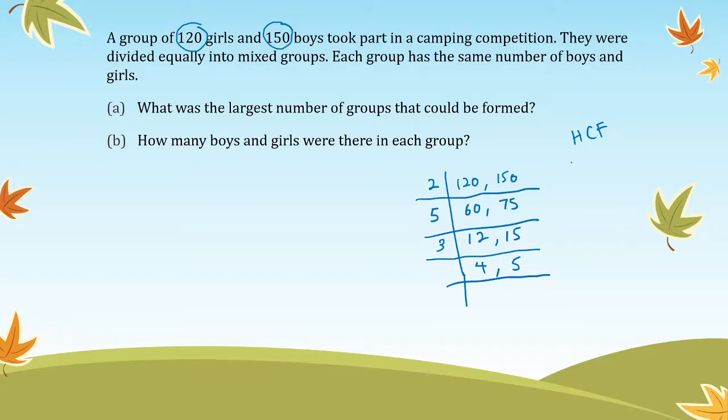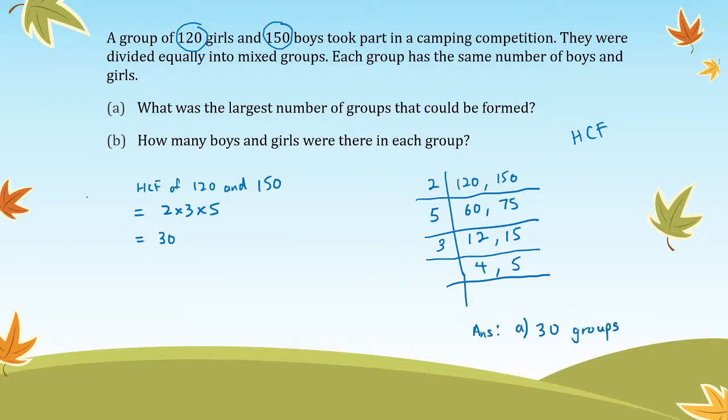So the HCF of 120 and 150 is actually 2 times 3 times 5, which is equal to 2 times 3 is 6, 6 times 5 will give you 30. So what does this mean? It means that I can divide 120 into 30 groups. I can also divide 150 into 30 groups. So this is our answer for part A. The answer for part A is 30 groups.